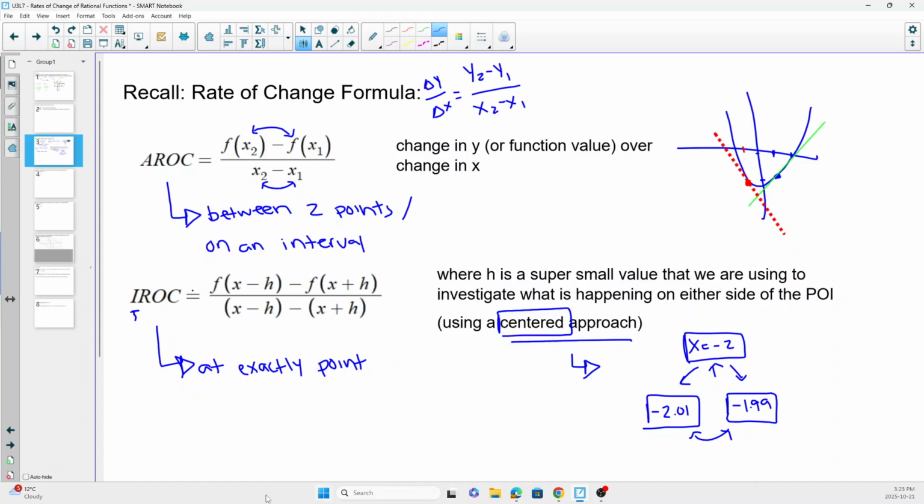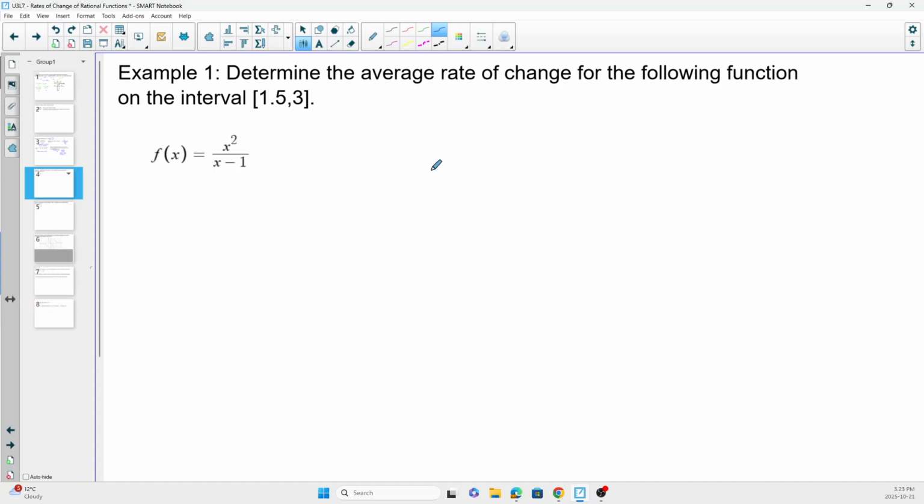Okay, so there's a little bit of review for average and instantaneous rate of change. What is the difference between the two? How do we calculate them? So determine the average rate of change for the following function on the interval 1.5 to 3. So don't ever forget our vertical asymptotes. This function has a vertical asymptote at x equals 1. So it would not make sense for me to choose an interval of, for example, 0 to 2, because what we know about asymptotes is we have a vertical asymptote at x equals 1.